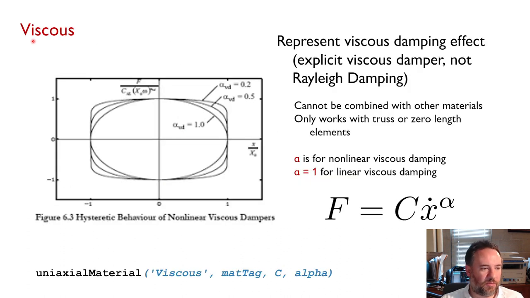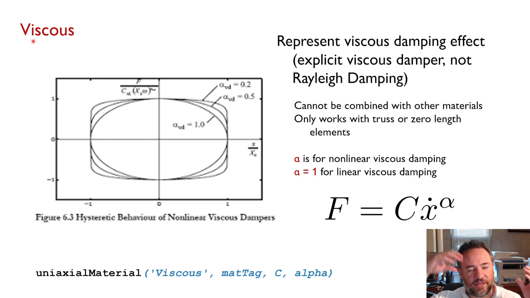Okay, so what if I want to model a viscous damper, for example? How do I do something like that? Well, there are a couple of different viscous models. There is a straight viscous damping model. This is not for Rayleigh damping, not for inherent damping. This is where I have an explicit viscous damping effect somewhere.